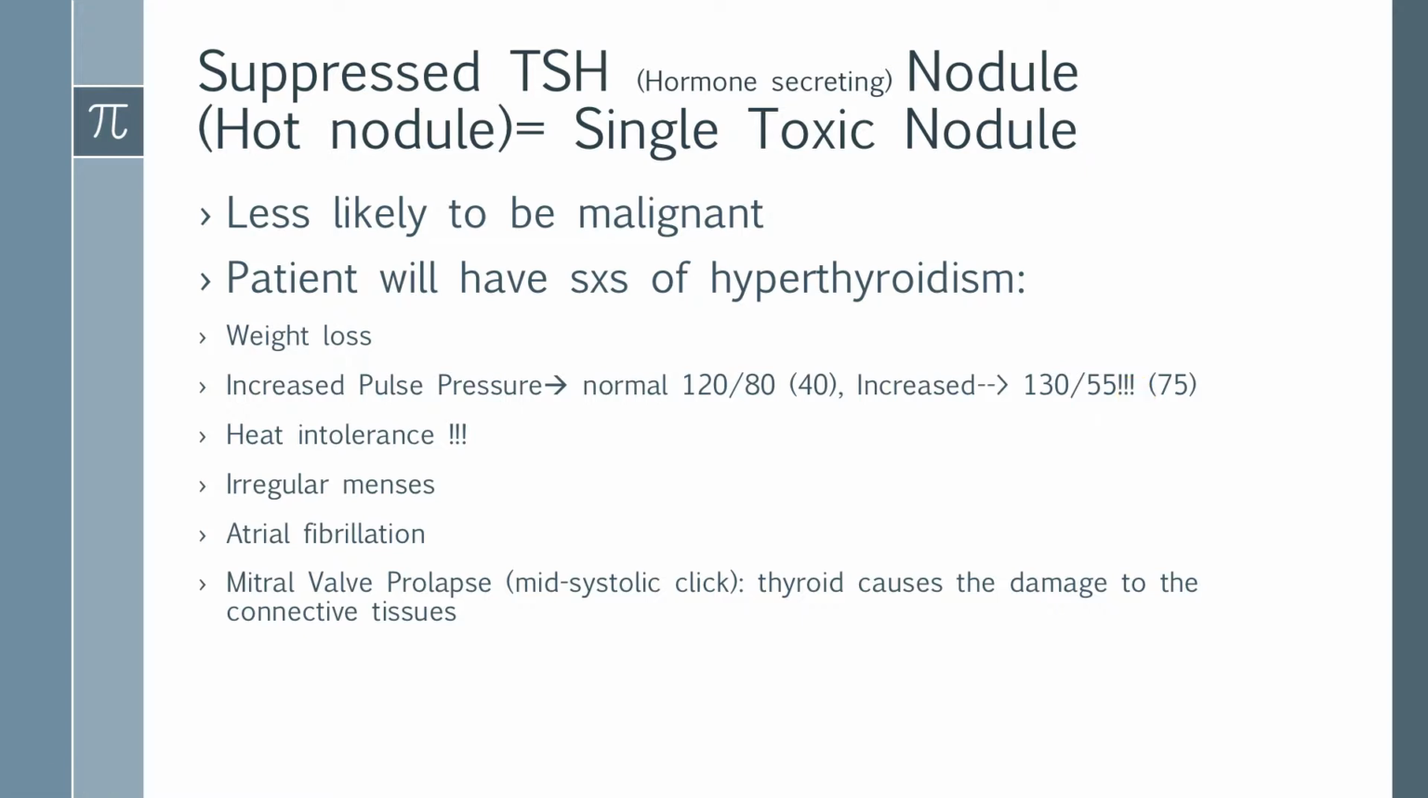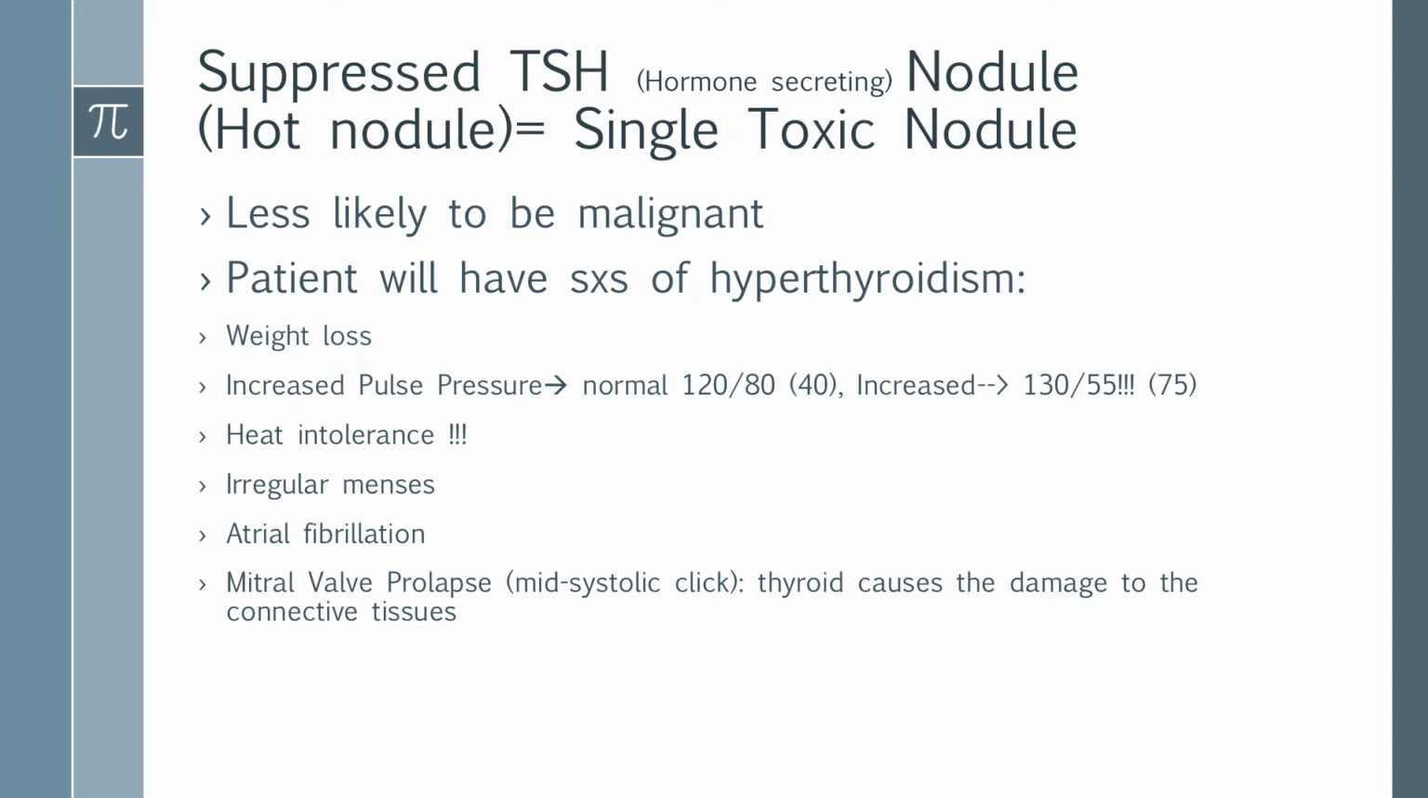I want you to remember this. In your exams and in your Step 2 and beyond, when you're taking these board type of examinations, when you see increased pulse pressure, that should make you think of two things: hyperthyroidism or aortic insufficiency. It's going to be one of those two. And we'll cover aortic insufficiency in our cardiothoracic lectures.